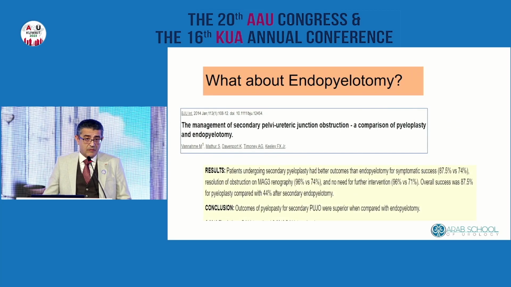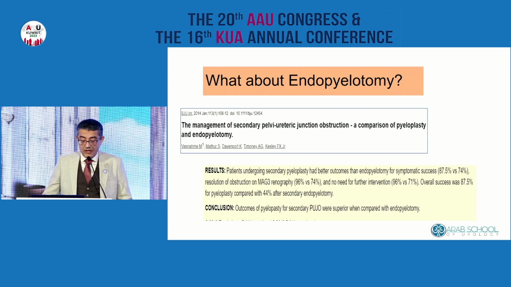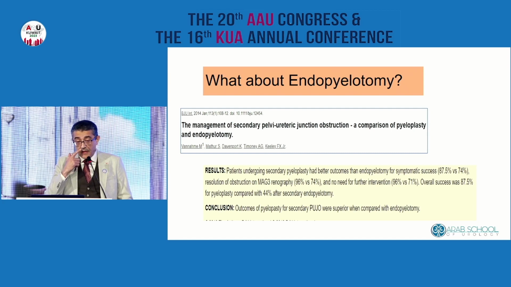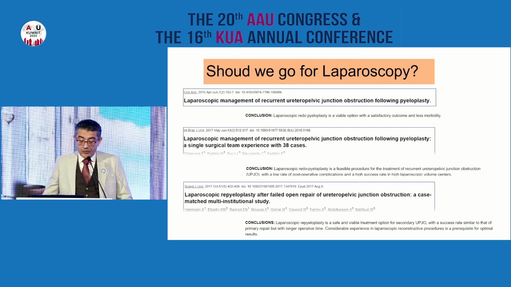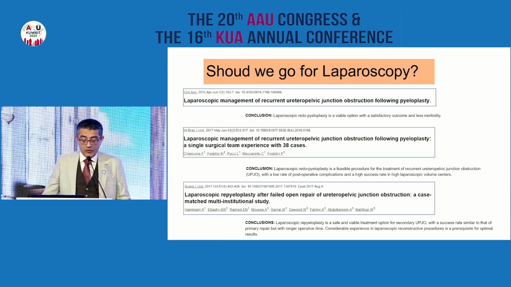Actually, most of the publications after years of using endopyelotomy concluded that its outcome is less than what you can do with laparoscopy. So now we have laparoscopy as an alternative to open surgery. A lot of publications compare the results of laparoscopy with other methods in treating the secondary UPJ obstruction, and most concluded that laparoscopic pyeloplasty is a safe and viable treatment with good results, comparable even to open surgery.